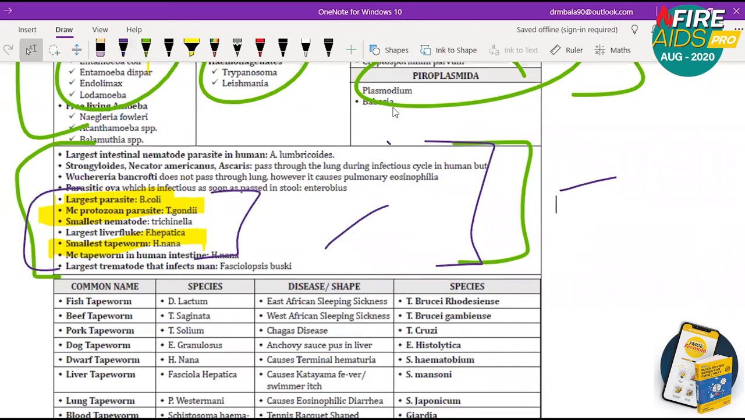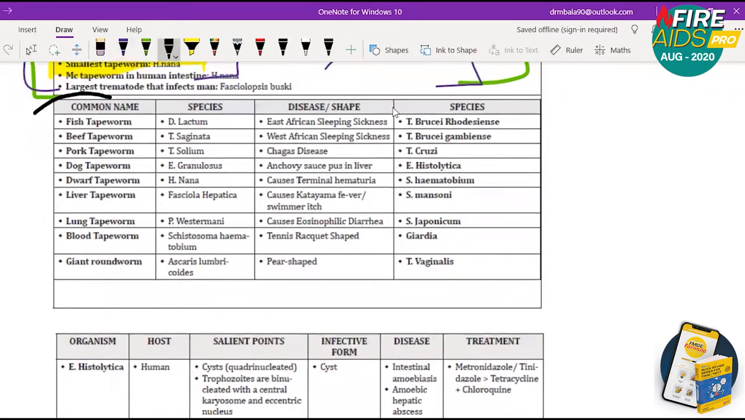So please focus here. Then jumping to the common names. There are a lot of names for these tapeworms: fish tapeworm, beef tapeworm, pork, dog, dwarf, liver, lung, blood, and giant tapeworm. These words you must memorize. Fish tapeworm is D. latum, beef tapeworm is T. saginata, pork tapeworm is Taenia solium, dog tapeworm is Echinococcus granulosus, dwarf tapeworm is H. nana, liver tapeworm is Fasciola hepatica, lung tapeworm is Paragonimus westermanni, blood tapeworm is Schistosoma haematobium, giant roundworm is Ascaris lumbricoides.